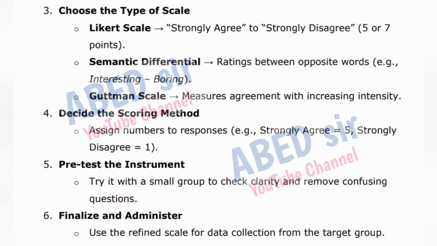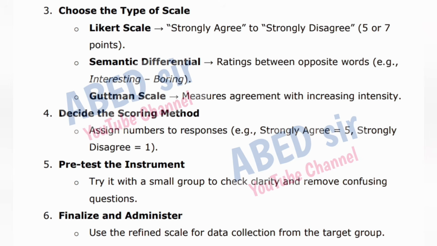3. Choose the type of scale. Likert scale: strongly agree to strongly disagree, 5 or 7 points. Semantic differential: ratings between opposite words. Example, interesting, boring. Guttman scale: measures agreement with increasing intensity. 4. Decide the scoring method. Assign numbers to responses. Example, strongly agree is equal to 5, strongly disagree is equal to 1.